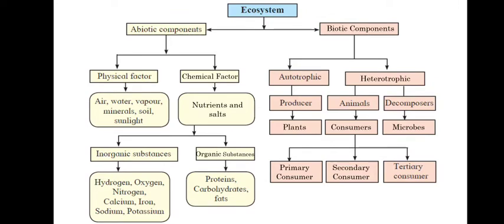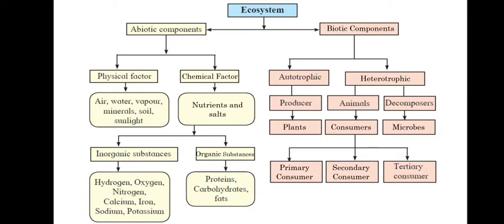Ecosystem comprises two components, abiotic components and biotic components. Abiotic components are again of two types, physical factors and chemical factors. Physical factors include air, water vapor, minerals, soil and sunlight, whereas chemical factors include nutrients and salts.